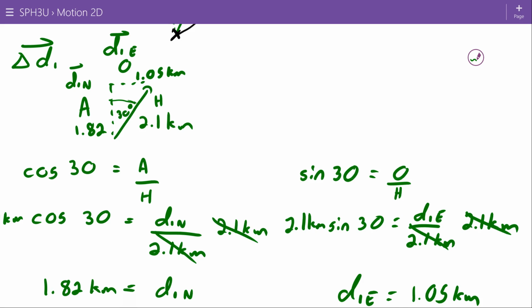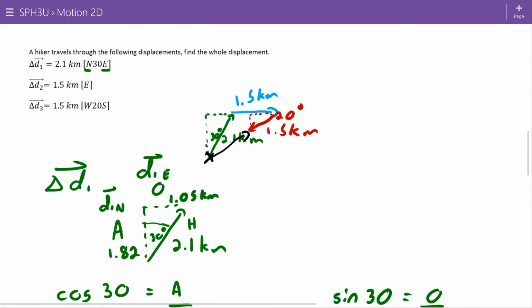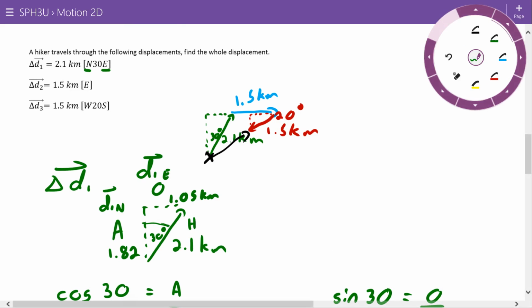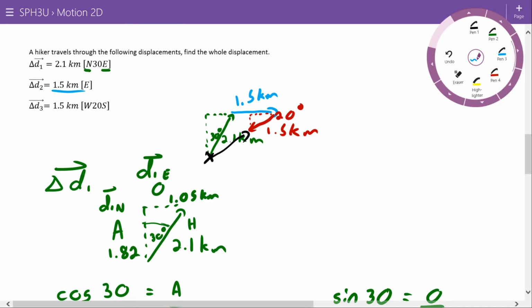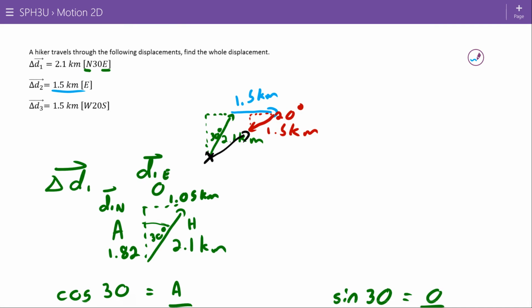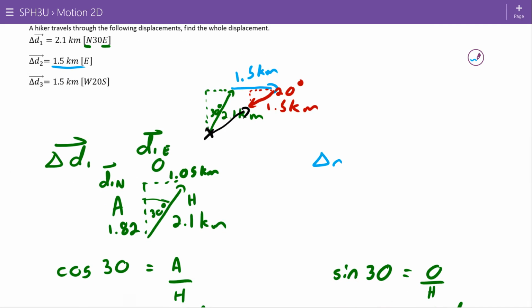Okay, now looking at D2. D2 is 1.5 kilometers east. I don't have to break that into components. If I go to draw that vector, it's already sort of in components. It's all in one direction. So I don't really need to do anything with that, but I will recognize that delta D2 in the north or south direction, whichever way you want to look at it, is 0. If it's going all east, it's not going north or south at all. That's just something to recognize.